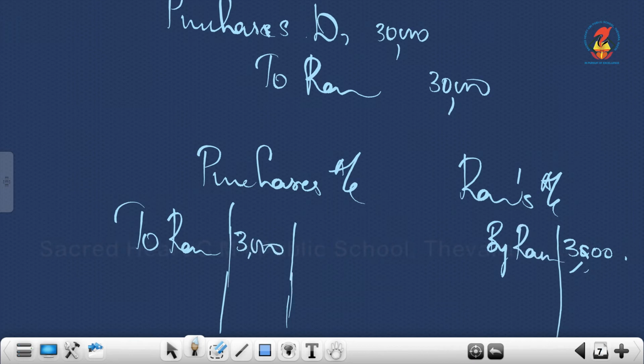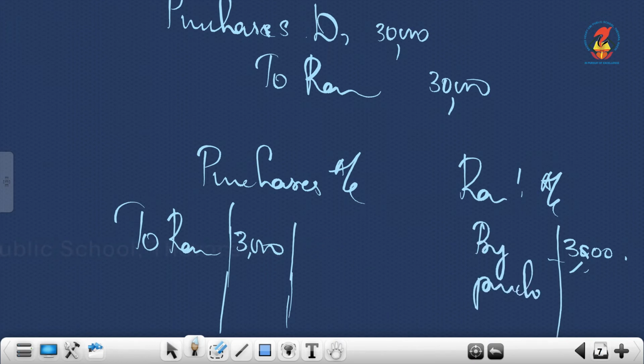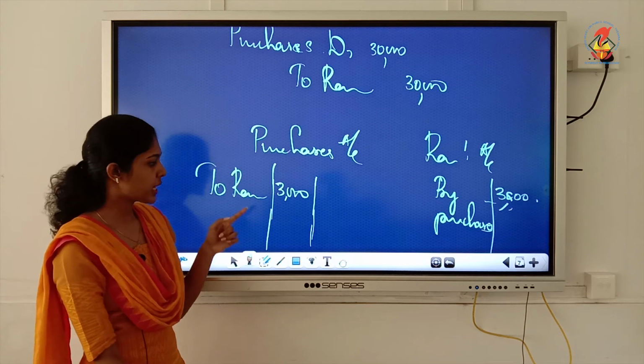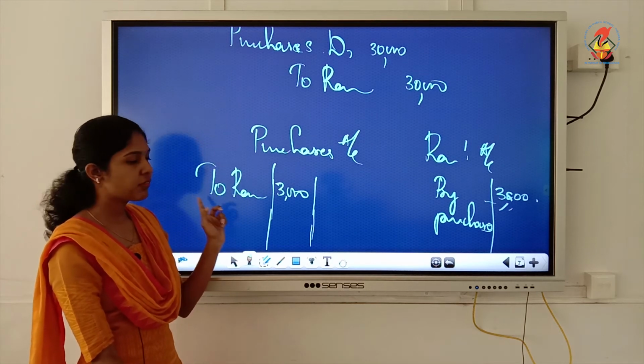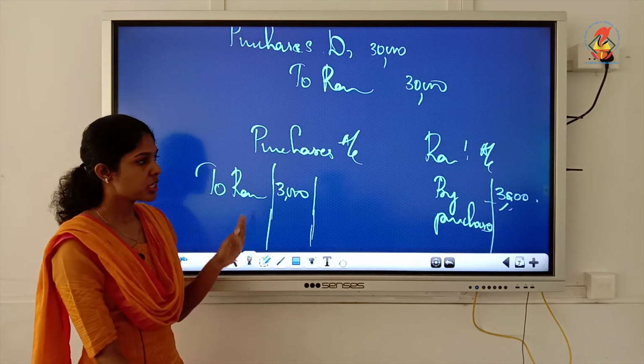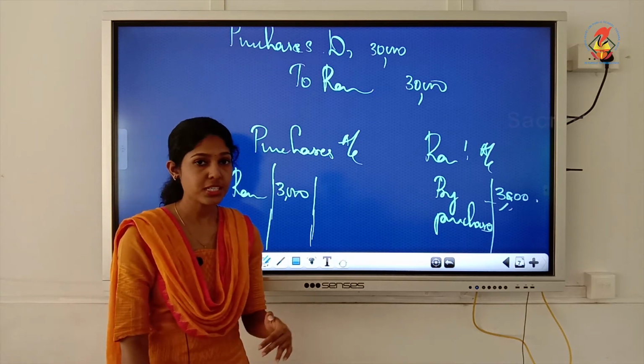By Ram 3000 to Ram, sorry, this is not to Ram, this is by purchases. The posting will be the name of the other account, so by purchases 3000, the amount we made a mistake. Then on the purchases debit side we wrote to Ram 3000. This was the posting we did.